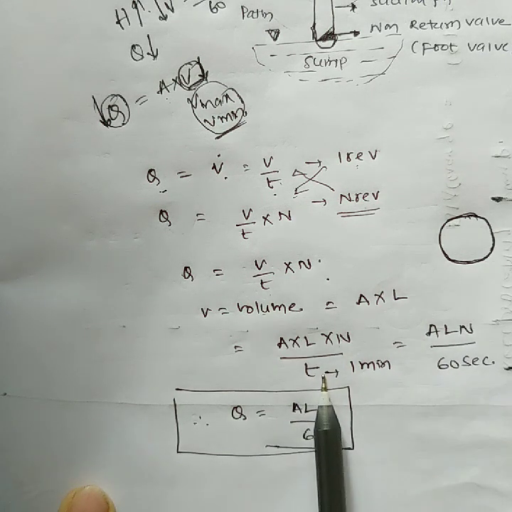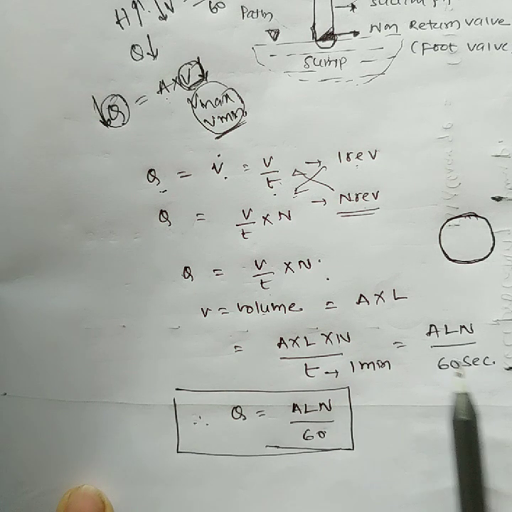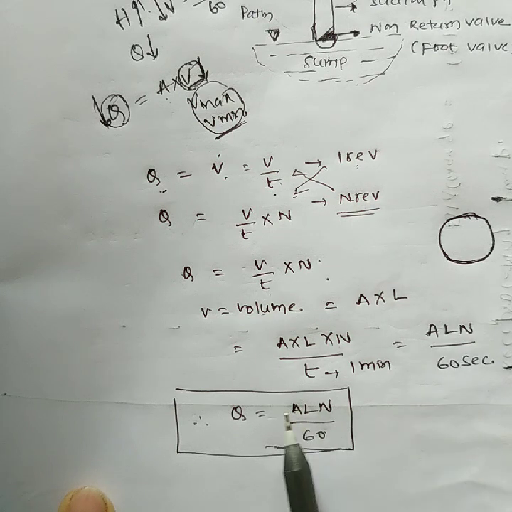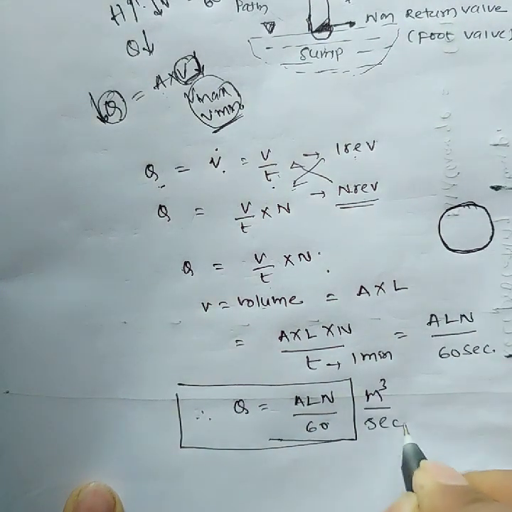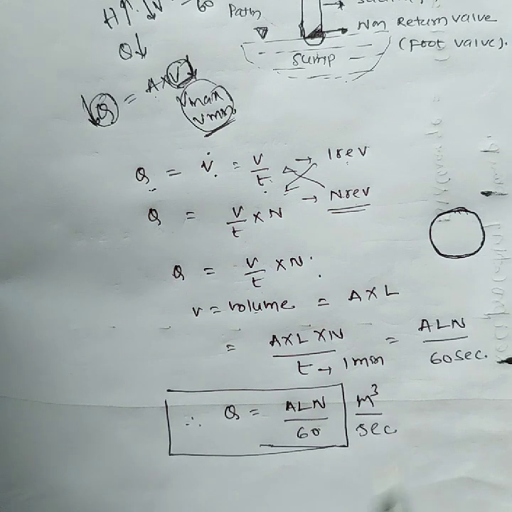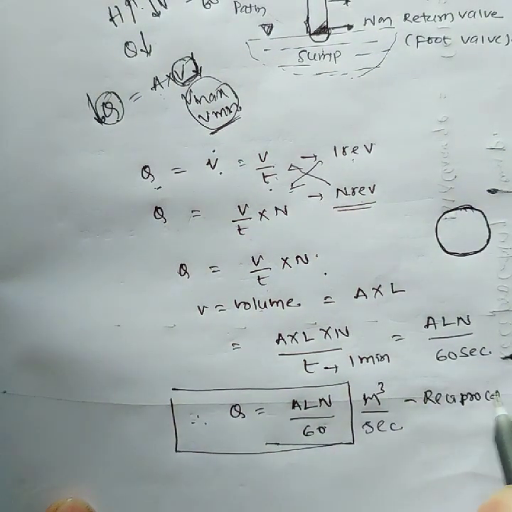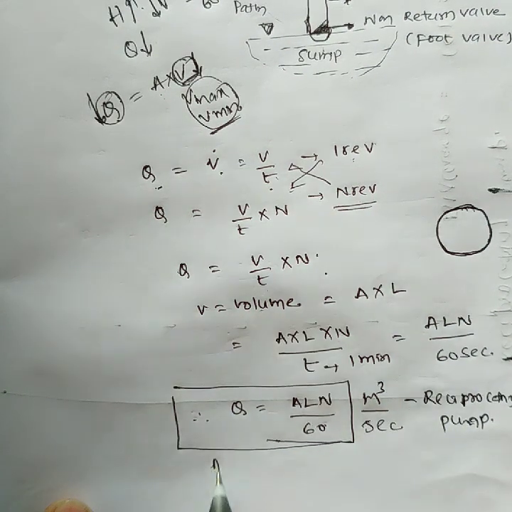If T is the time, and it happens in 1 minute, then in 1 minute there may be 2 revolutions or 3 revolutions. That means it will be A L N by 60 seconds. That is the discharge you are getting, A L N by 60, and the units will be meter cube per second. This is the discharge formula for a reciprocating pump whenever the pump operates in reciprocating manner. First, what is meant by area?